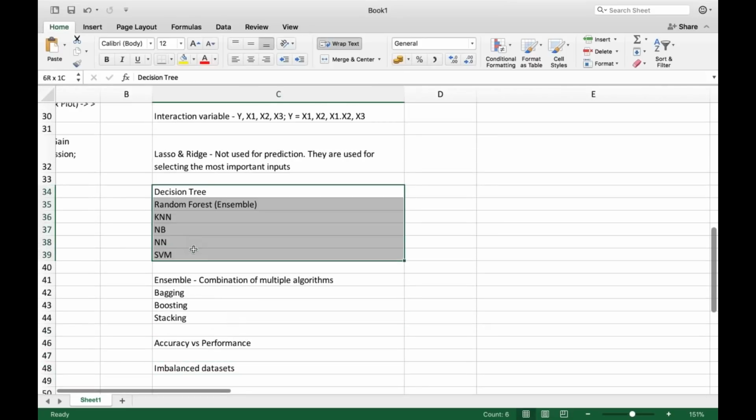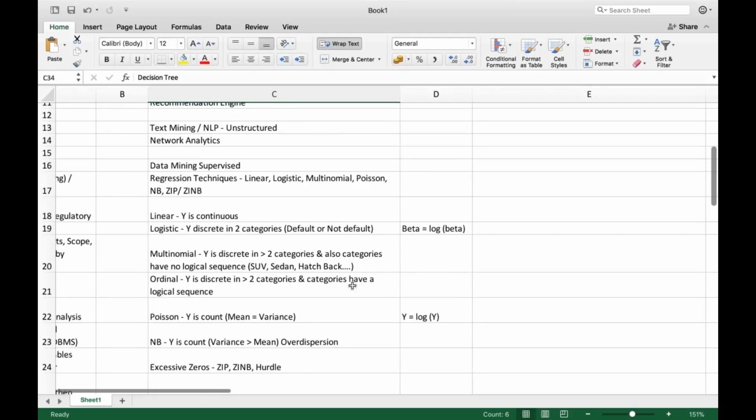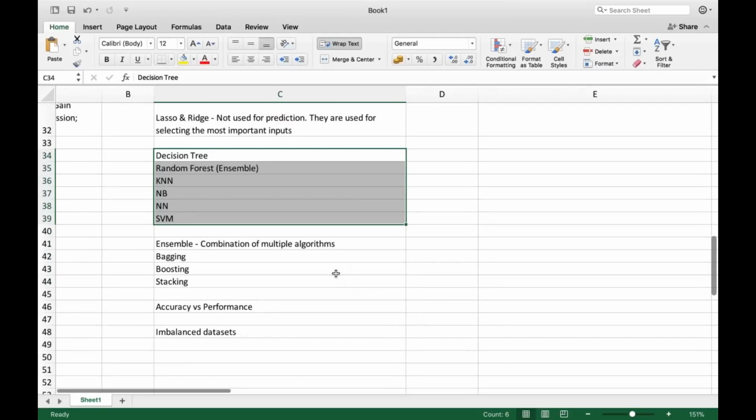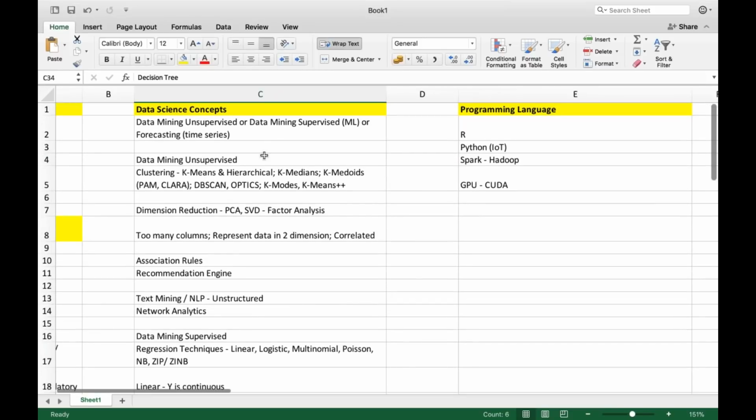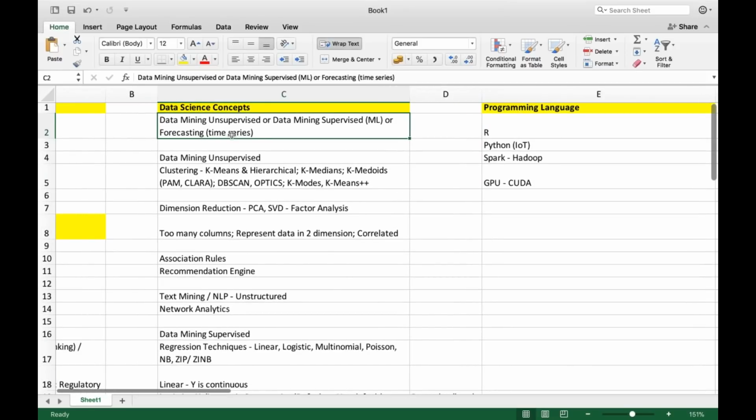I can use any of these techniques for both continuous or discrete output variables. No matter what the output variable is, continuous or discrete, I can use these techniques. So regression techniques is one part. All these machine learning algorithms is another part. Then you have forecasting techniques. If you have time series data, you end up using forecasting techniques.